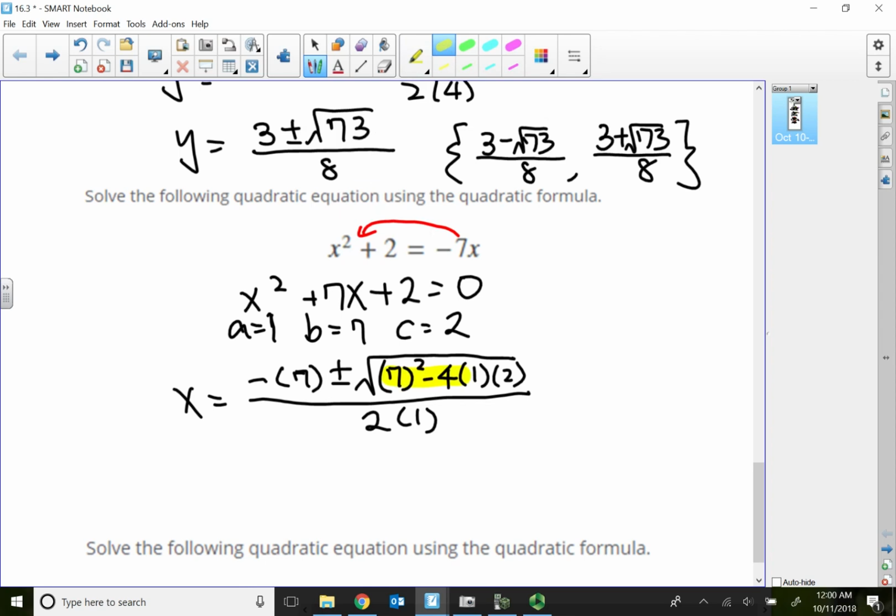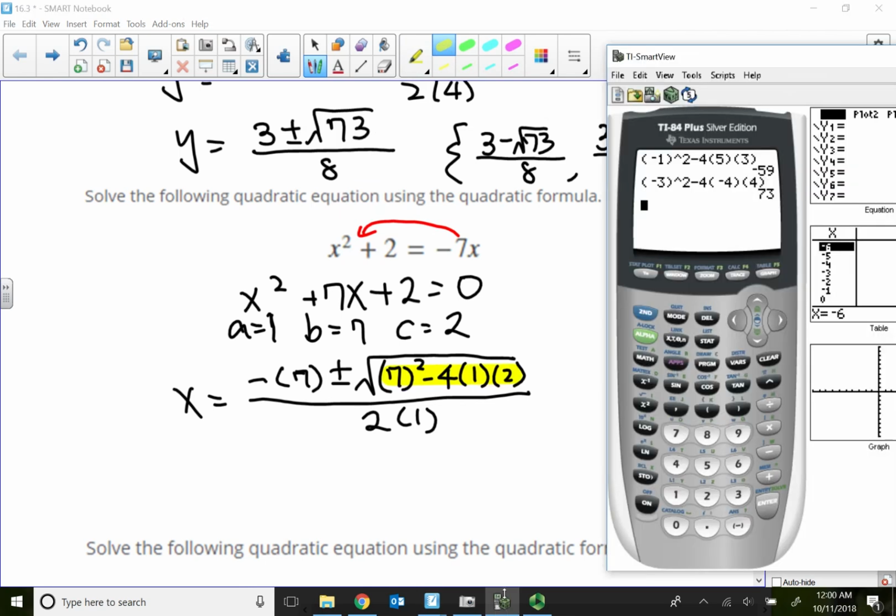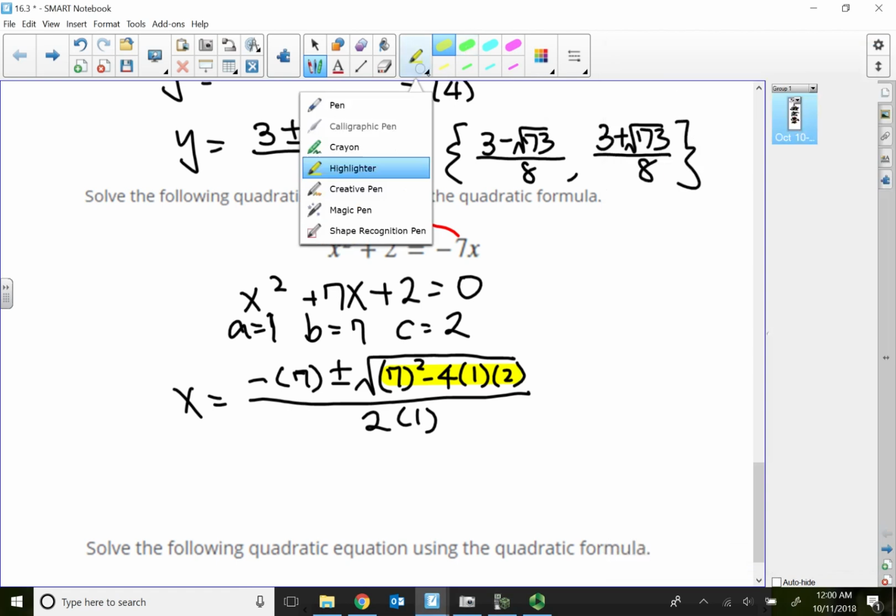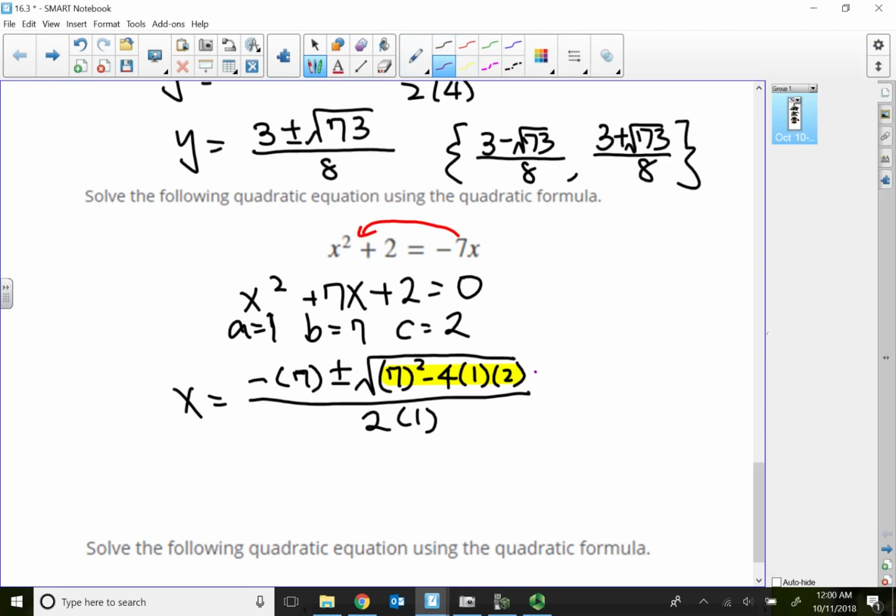All right, let's simplify what's inside the square root first. So that's 7 squared minus 4 times 1 times 2. Voila, 41. So inside the square root is 41. All right, so negative 1 times positive 7 is negative 7, plus or minus the square root of 41, which 41 is a prime number. I can't break this down. Whole thing over 2a.